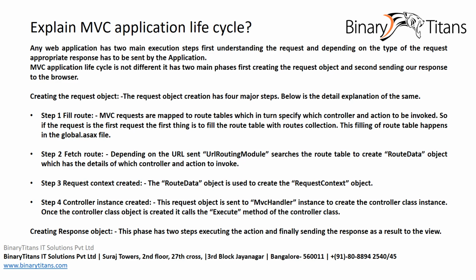Now, once the request context object is created, it is sent to the MVC handler so that it can create a controller class instance. What I mean by that is, if you have 100 sessions coming to the system, it's going to maintain the instance of the controller differently. The reason is each instance might have different variables to store based on the user. It might be dynamic.